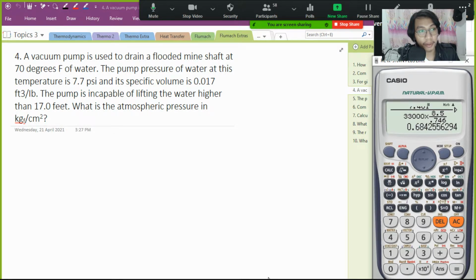A vacuum pump is used to drain a flooded mine shaft. So very familiar if you have been my student in fluid machinery. At 70 degrees Fahrenheit of water, the pump pressure of water at this temperature is 7.7 psi and its specific volume is 0.017 cubic foot per pound. The pump is incapable of lifting the water higher than 17 feet. What is the atmospheric pressure in kilogram force per cm squared?